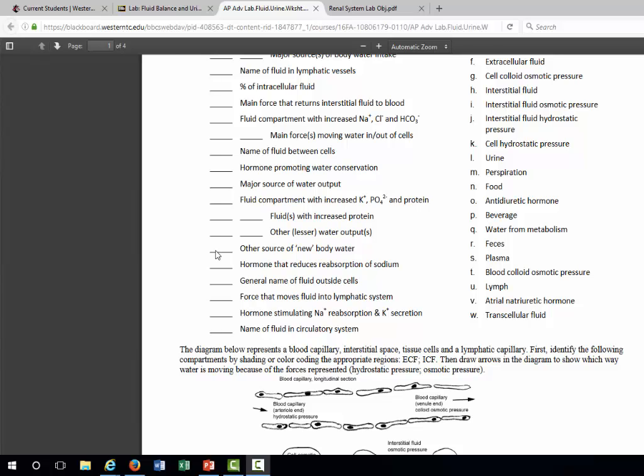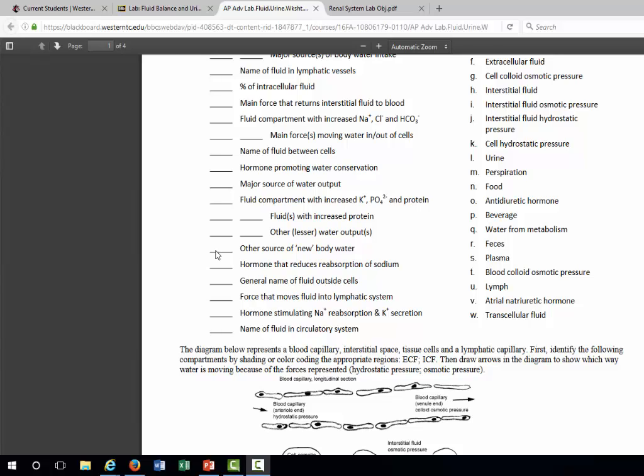A hormone that reduces the reabsorption of sodium, which means it helps us bring down a high blood pressure. This is the only hormone, and you need to know this for the exam, it's the only hormone that reduces blood pressure. All the other hormones we talked about raise a falling blood pressure. Yep, atrial natriuretic hormone.